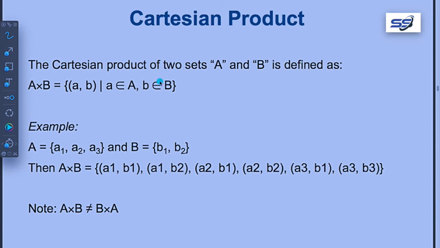How to find the Cartesian product? The Cartesian product of two sets A and B is defined as A × B = {(a, b) such that a belongs to A, b belongs to B}. For example, A = {a1, a2, a3} and B = {b1, b2}. Then A × B = {(a1, b1), (a1, b2), (a2, b1), (a2, b2), (a3, b1), (a3, b2)}. Note that A × B is not equal to B × A.